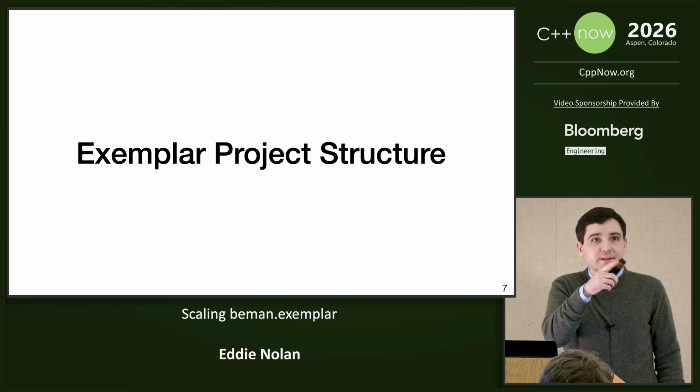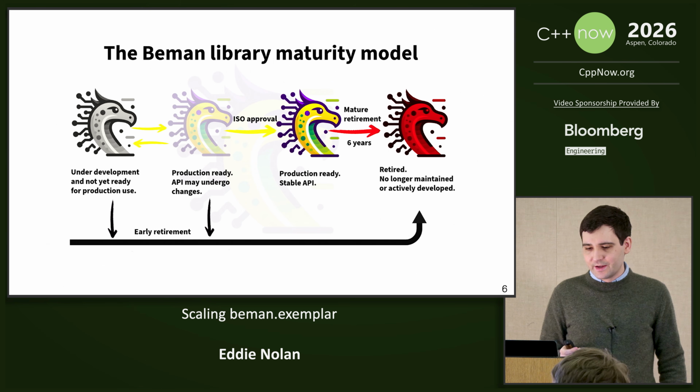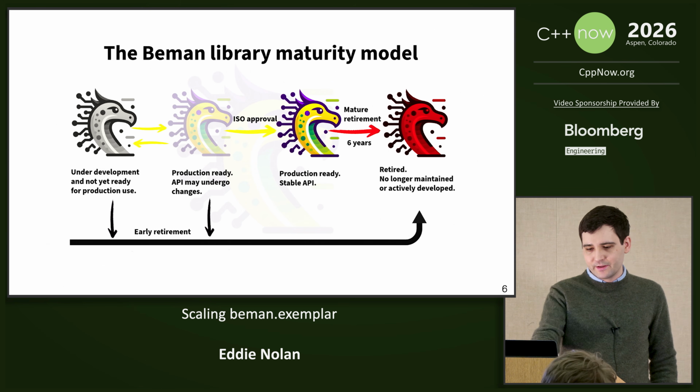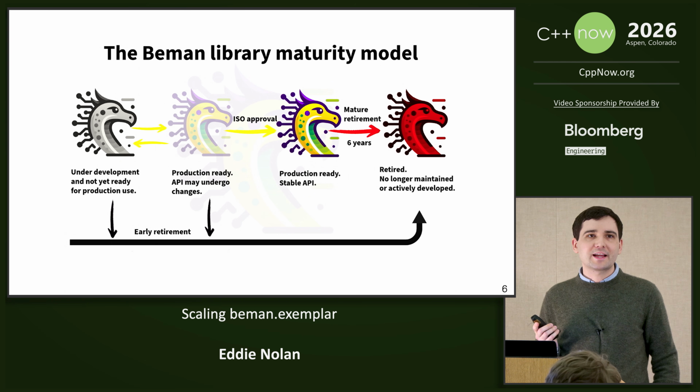Eddie? Yeah? What happens if it doesn't get accepted? So there's a line below production ready that goes to a line that says early retirement, and so if it doesn't get accepted, then it's essentially immediately archived. And we actually have a library that this happened to. I don't know if it wasn't accepted, or I think the author may have just abandoned the proposal after getting feedback that it wasn't a good idea, but beman.dump is a library that this happened to, and that's currently in an archived state.